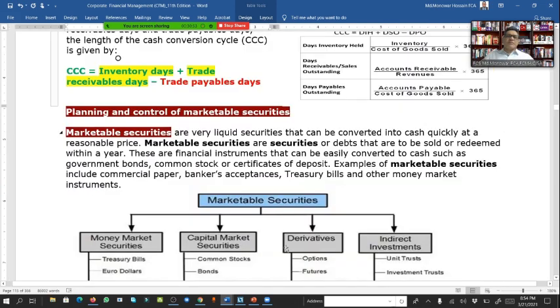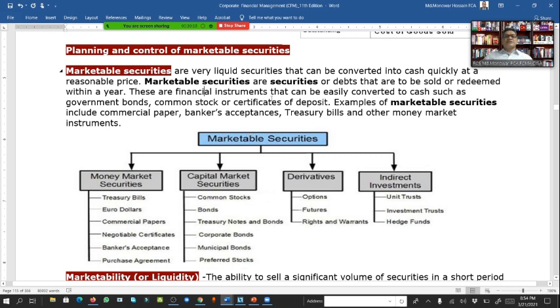Planning and control of marketable securities: a marketable security is a very liquid security that can be converted into cash quickly at a reasonable price. Marketable securities are securities or debt that are to be sold or redeemed within a year.